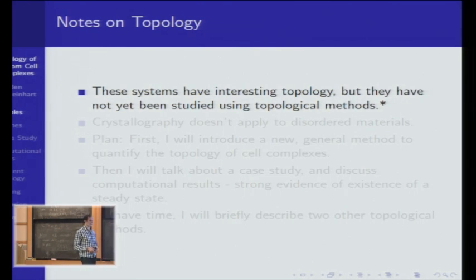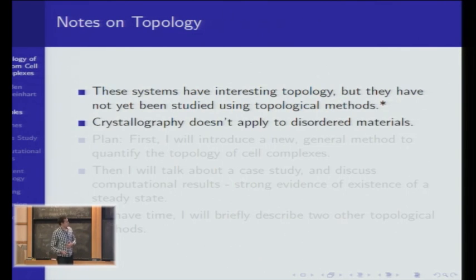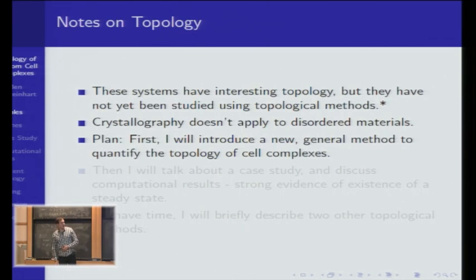I made these slides before I saw Yasu's talk a little while ago, and he had some very nice results with the persistent homology of oxide glasses. So I thought I should mention that. Also, I wanted to note that you can use crystallography to study topology. Crystallography captures the topology of ordered materials, but all the materials I showed you are disordered, and you cannot use it to study them.